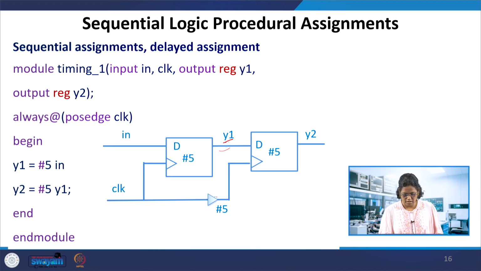Or we can look at this as the clock itself being delayed by 5 more time units. That means there is a delayed clock of 5, and at the delayed clock, y1 is sampled and assigned to y2. So this forms the delay case, a shift register where the first stage has 5 time units, and the second stage also has the #5, meaning it gets the delayed clock instead of the clock.